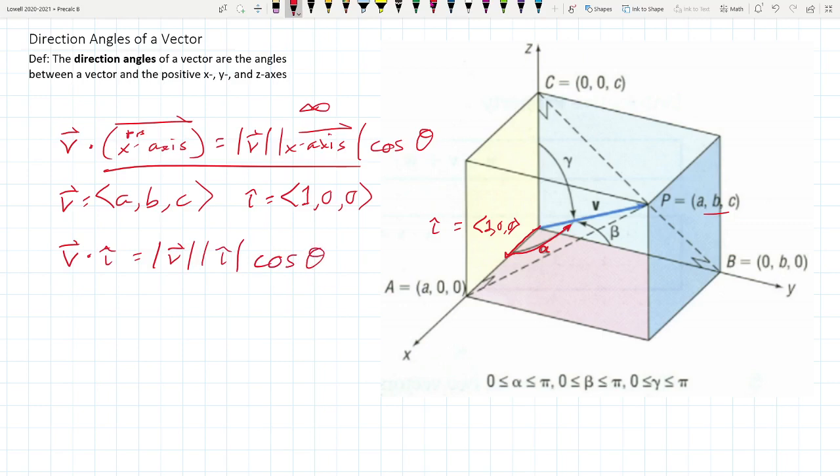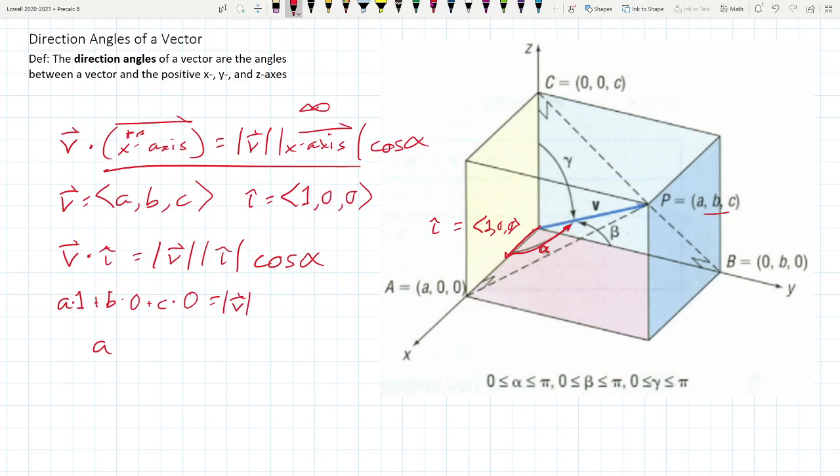Or sorry, let's be a little bit more specific. Instead of theta, that's going to be alpha. Alpha right there. Alrighty. So v dot i is going to be a times 1 plus b times 0 plus c times 0. That's really nice because that's just a. On this side, the magnitude of v is the square root of a squared plus b squared plus c squared. I'm just going to leave it as the magnitude of v.